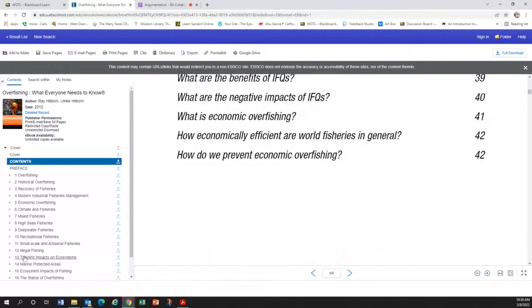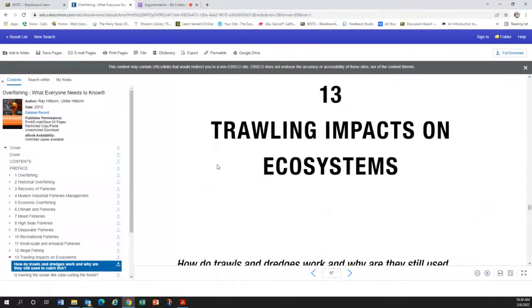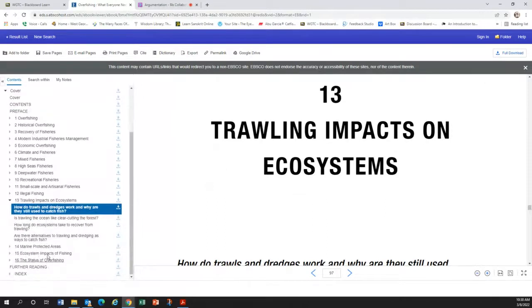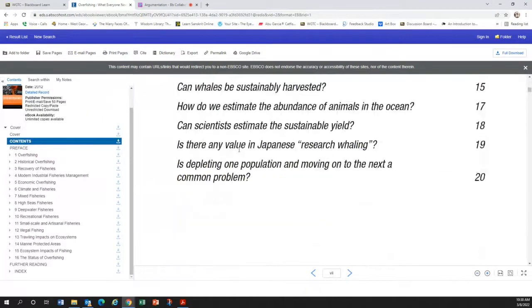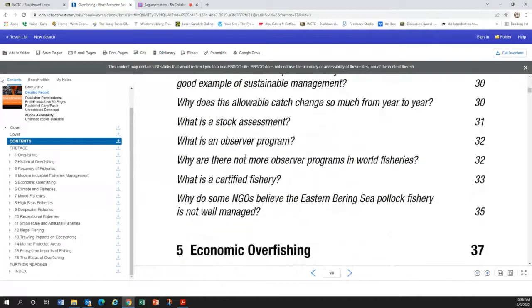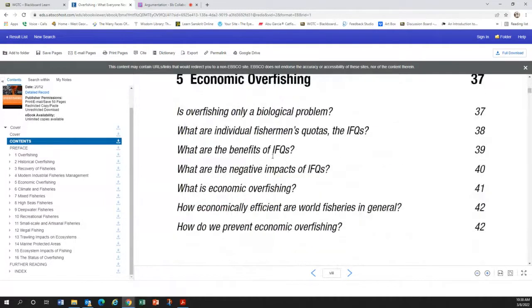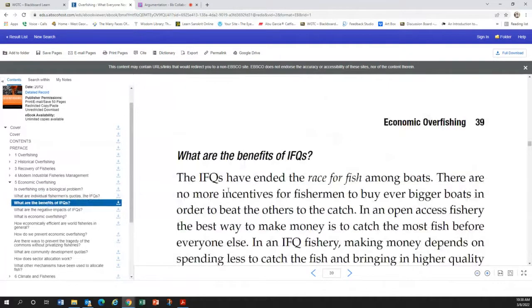And if you look over here on the left, you can see trawling. There's some stuff about trawling, that's using nets that drag the bottom of the sea. And there's some stuff about marine protected areas. Okay, so let's see what they say about the quotas again. Hold on. Individual fishing quota, IFQ. Was that what it's called? Yeah, IFQ. So, economic overfishing, IFQs.